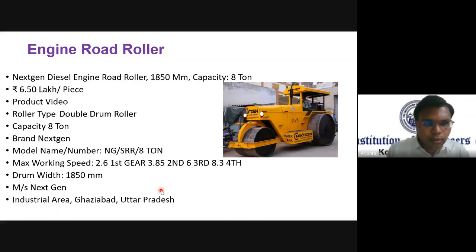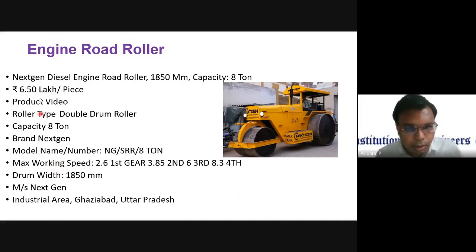You have an engine road roller which has been manufactured by a company called Next Gen, which is located in UP in Ghaziabad, having a drum width of 1850 mm and a maximum work speed. In the first gear it has a ratio of 2.6, and in the second gear the gear ratio is going to be 3.85. Third gear, the ratio is going to be 6, and the fourth gear, the gear ratio is going to be 8.3.